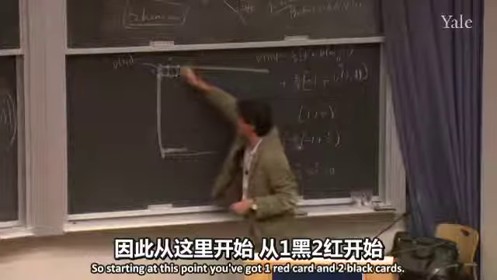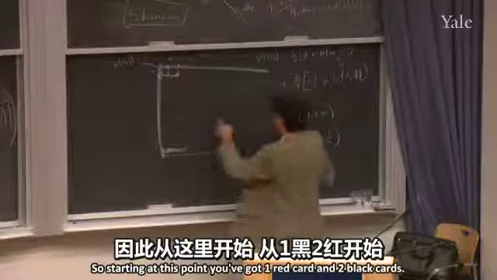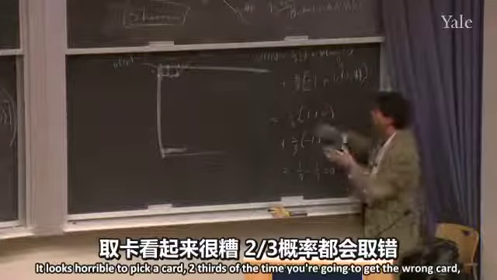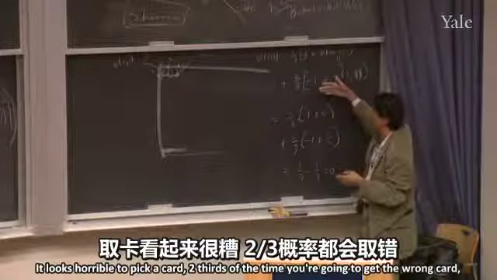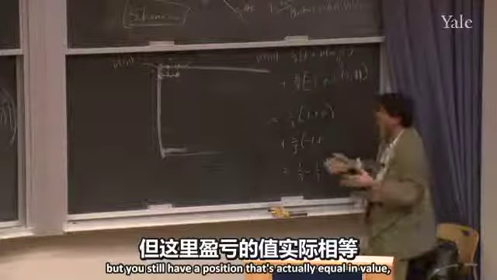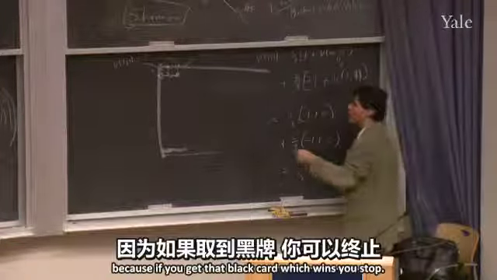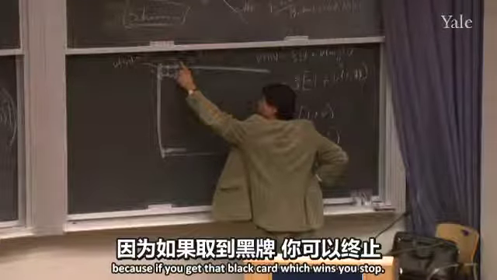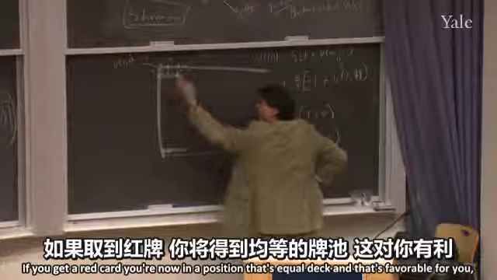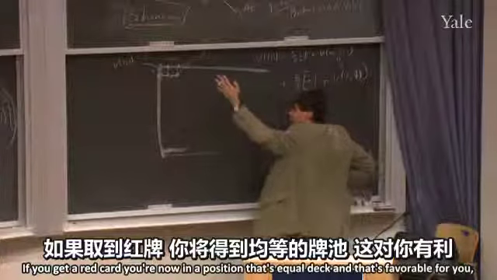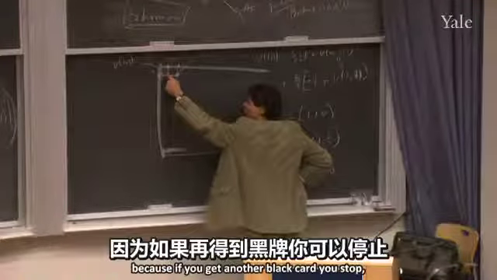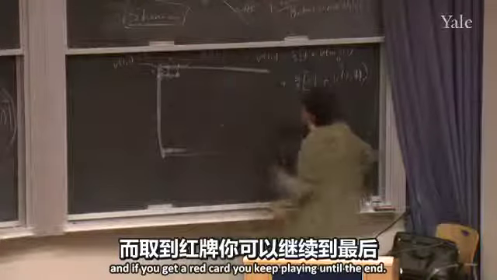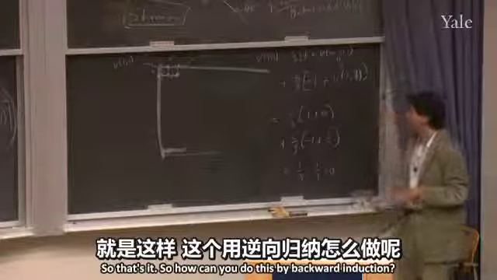Okay, so starting at this point, you've got 1 black card and 2 red cards. It looks horrible to pick a card. 2/3 of the time you're going to get the wrong card. But you still have a position that's actually equal in value. Because if you get that black card which wins, you stop. If you get a red card, you're now in a position that's an equal deck, and the deck is favorable for you, because if you get another black card, you stop, and if you get a red card, you keep playing to the end.